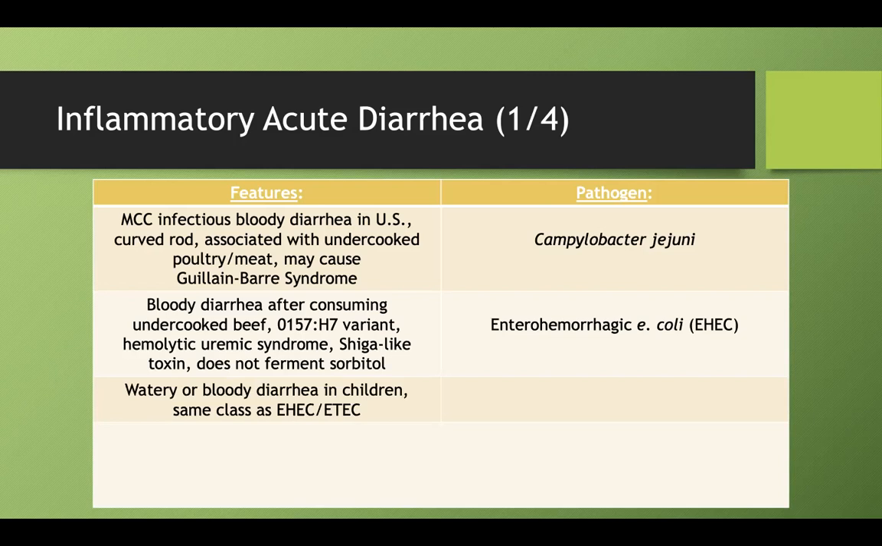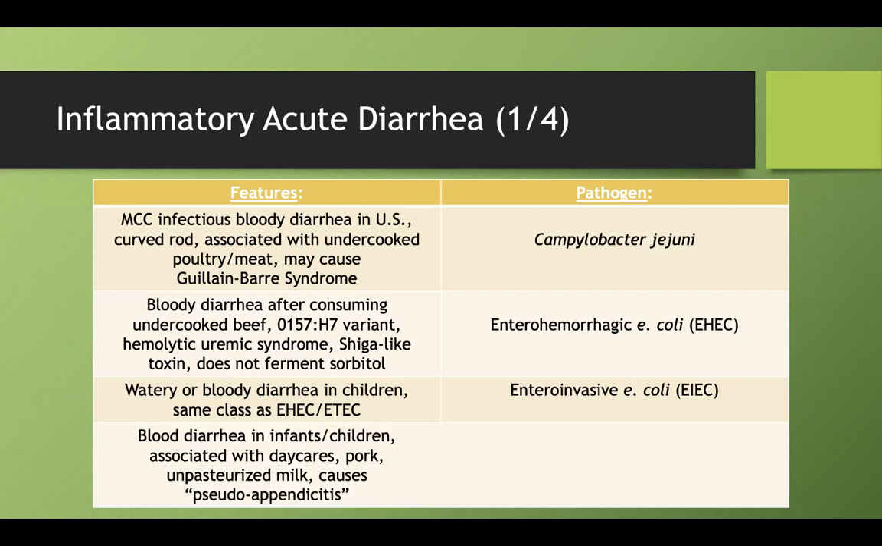What if you had watery or sometimes bloody diarrhea in children? It's in the same class as EHEC and ETEC. This is less tested, but this is your enteroinvasive E. coli, so EIEC. And the last one I have on this slide, bloody diarrhea in an infant or child, strong associations with daycare, pork, and unpasteurized milk, and it can cause something called pseudoappendicitis. This is Yersinia enterocolitica infection.